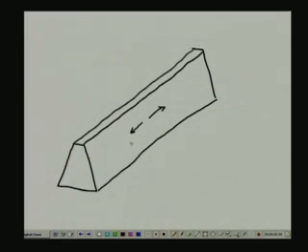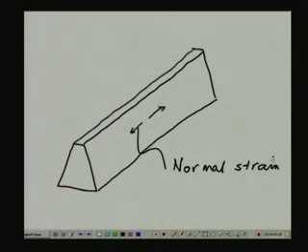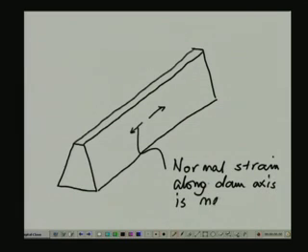I am talking about the normal strain. So the normal strain along the dam axis can be neglected, and this problem thus becomes a plane strain problem. The deformation associated with the dam body is dealt with as a plane strain problem. So those are the two examples.